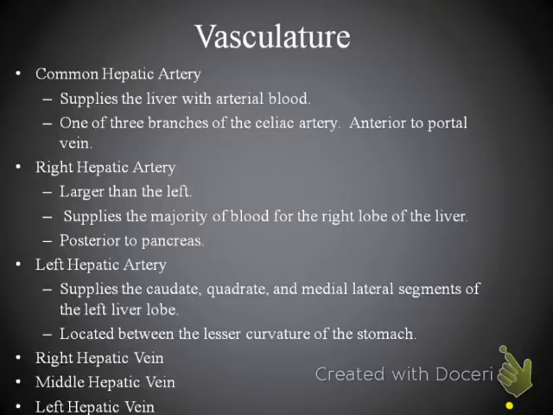Also, in terms of the liver, we have the common hepatic artery, the right hepatic artery, the left hepatic artery, the right hepatic vein, middle hepatic vein, and left hepatic vein. So several areas of vasculature. The common hepatic artery supplies the liver with arterial blood. So that's something to keep in mind. It's one of three branches of the celiac artery, so keep in mind that it's part of the celiac artery.